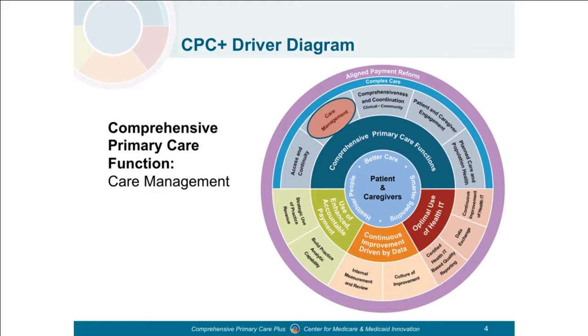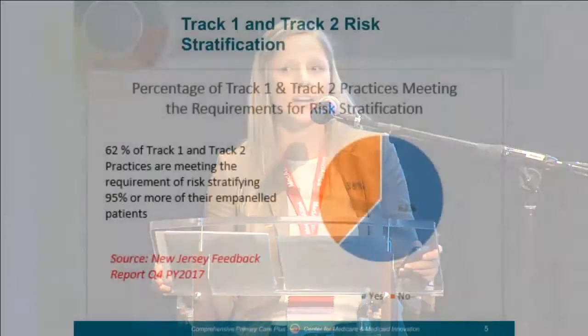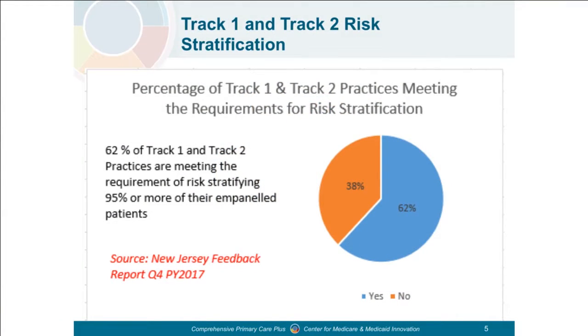So here we have a little pie chart. This data is based off of the Q4 2017 New Jersey Regional Feedback Report. So this data is up to the end of Q3 last year. So here we can see that both Track 1 and Track 2 practices are represented, and only 62% of both tracks reported that they were risk stratifying 95% or more of their impaneled patients.